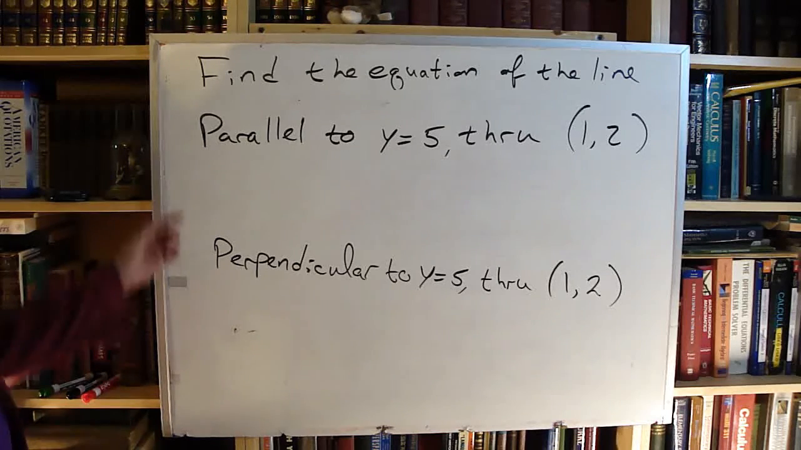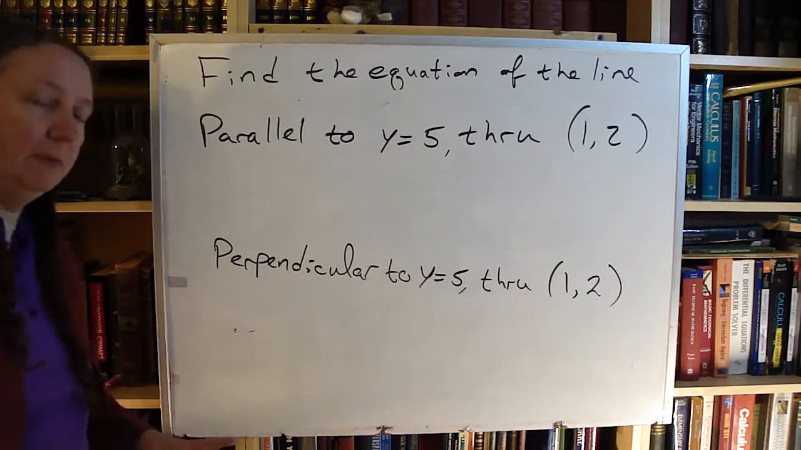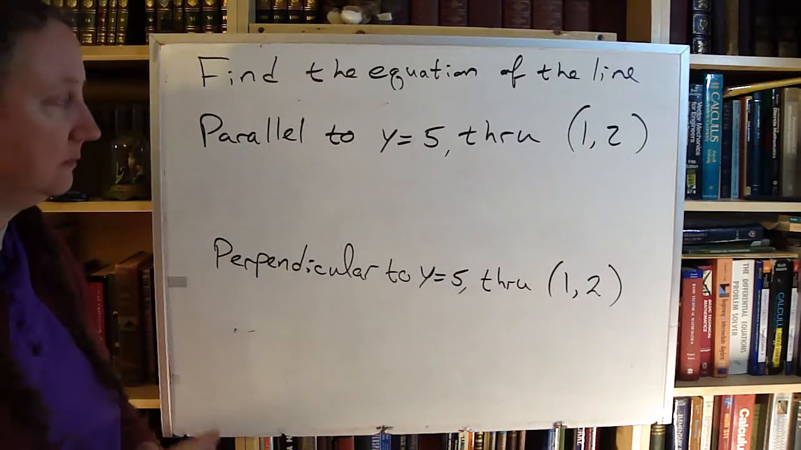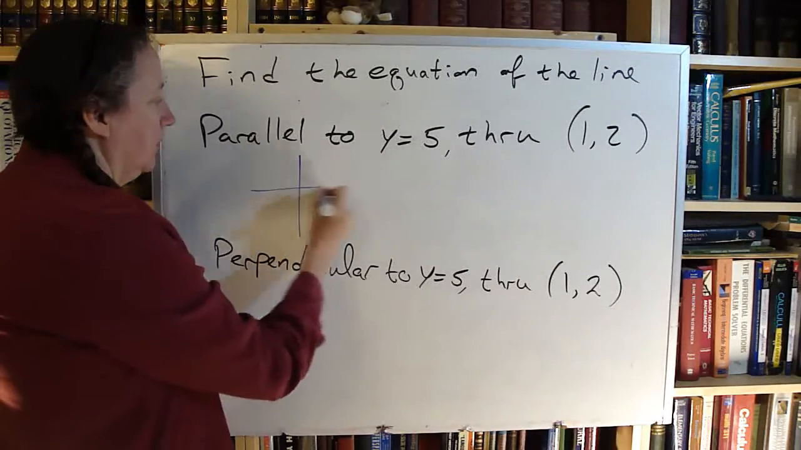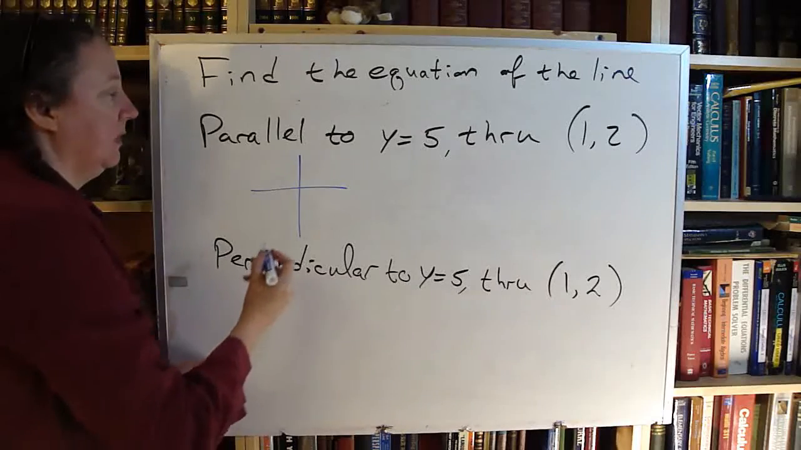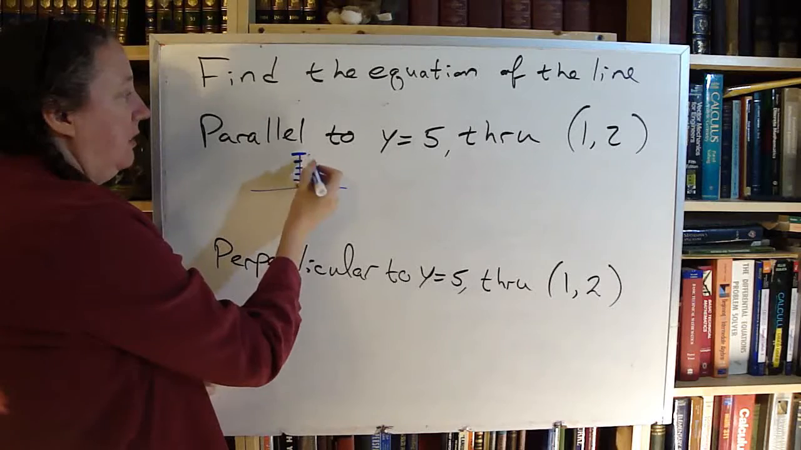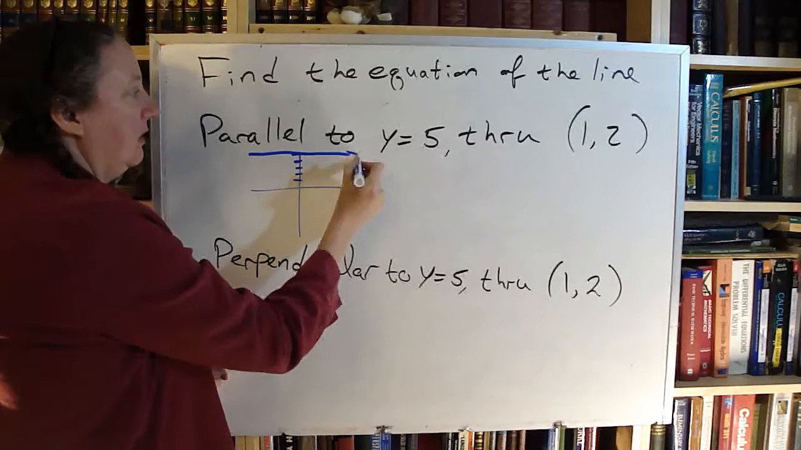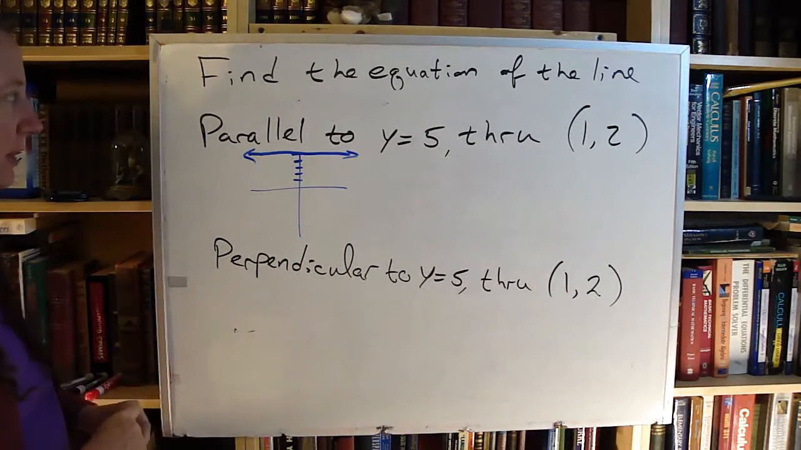Find the equation of the line that is parallel to y equals 5, goes through the point (1, 2). So I'm going to start this out by doing a little sketch of the line y equals 5. You have your axes, and you want y to be 5. So 1, 2, 3, 4, 5 on the y-axis. And it doesn't matter what x is as long as y is 5. So here's my sketch at that point.